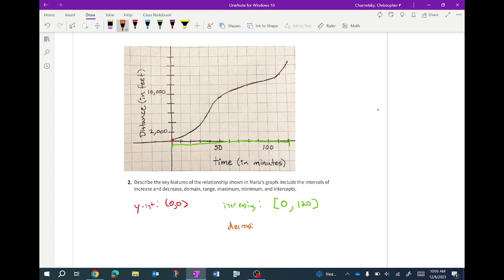And there is no decreasing interval. So we're just going to say not applicable. There is no decreasing. The domain is all of our x values, and it's actually going to be pretty much the same as our increasing interval, because the entire domain, the entire time, we are increasing. So it's going to be the same, that 0 to 120 minutes.